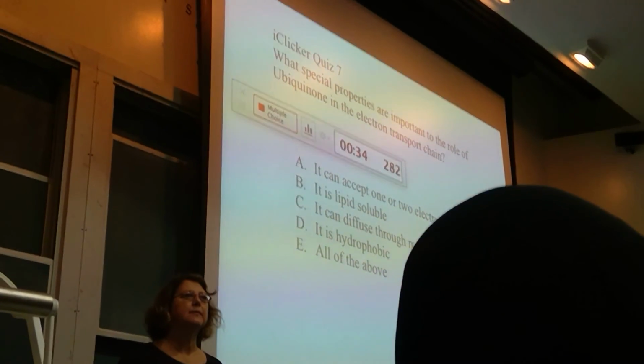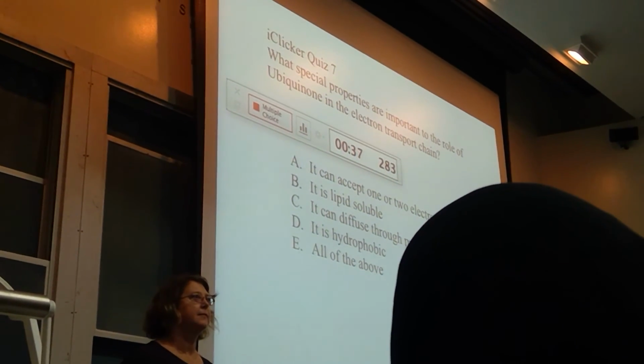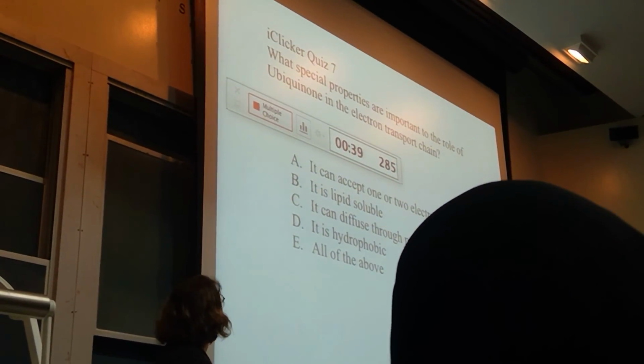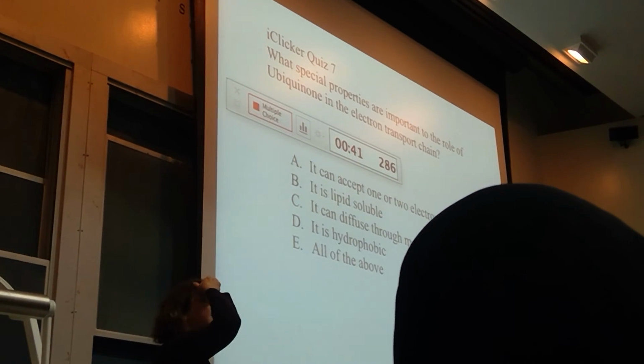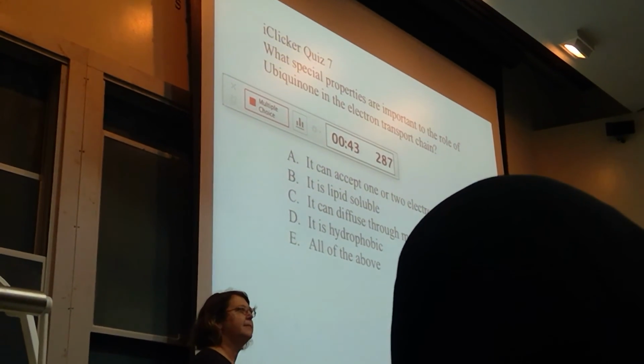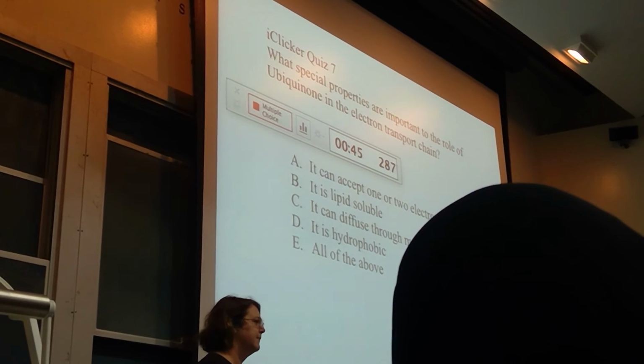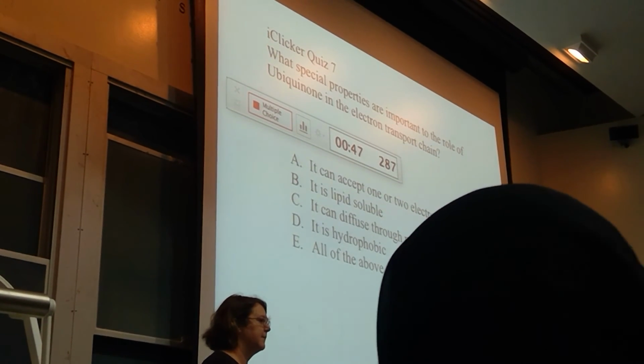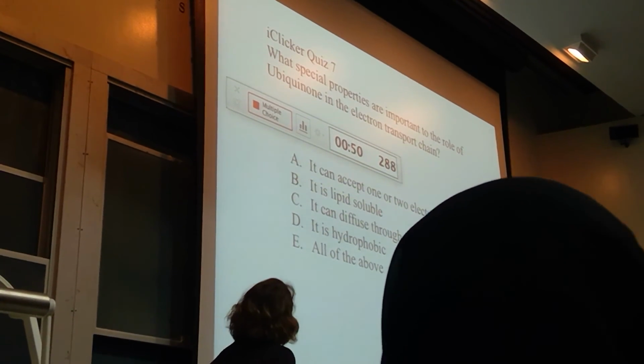Yeah, because I remember she talked about that part. Good, you have good memory. I didn't know what ubiquinone was, but I saw that it's like 2 electrons, and I was like, all right, lipid soluble, that long chain is going to be.